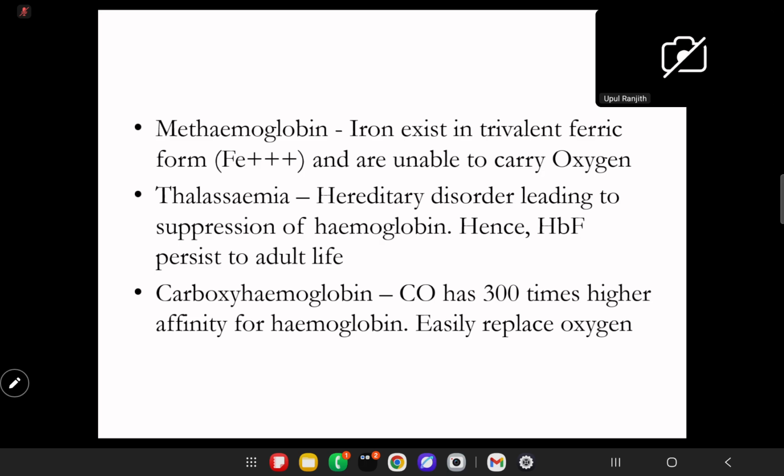Right. Any question from that part? Common viva question, isn't it?